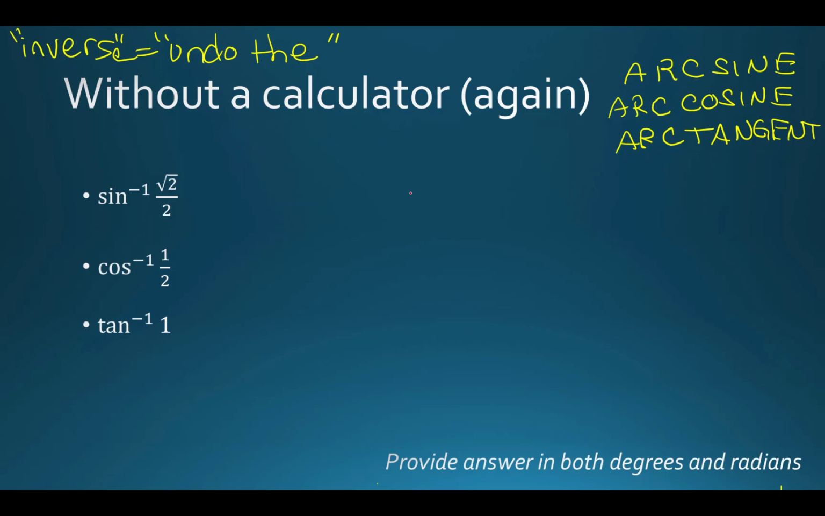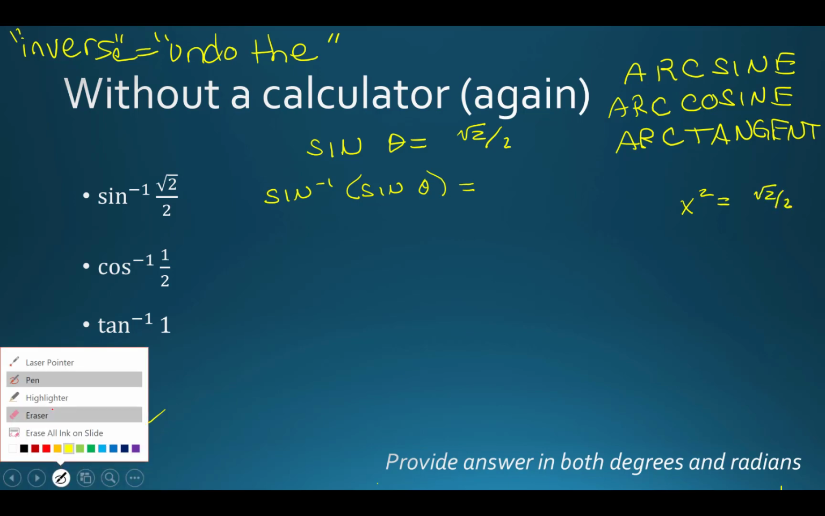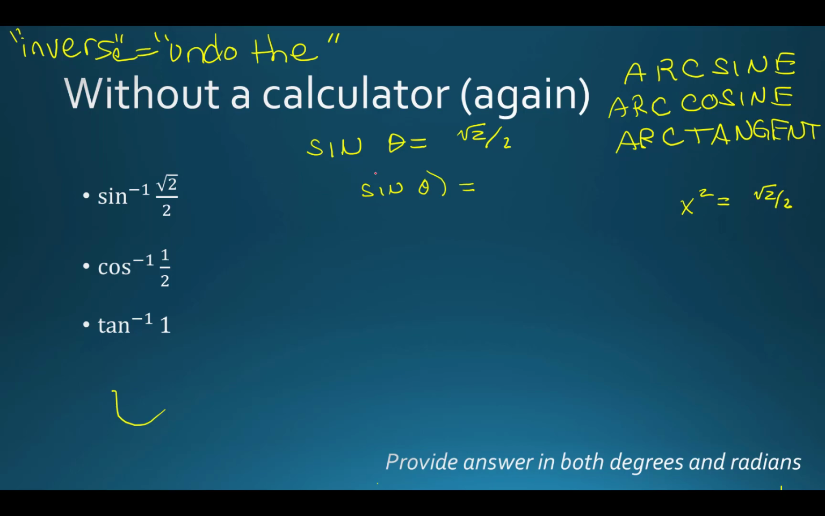So how this might come up is you'd have an original problem that would look like, if I have sine of theta equal to the square root of 2 over 2. Then I would take the inverse sine of both sides to undo the sine. This would be like if I said x squared equals square root of 2 over 2, and then I'm going to take the square root of both sides.